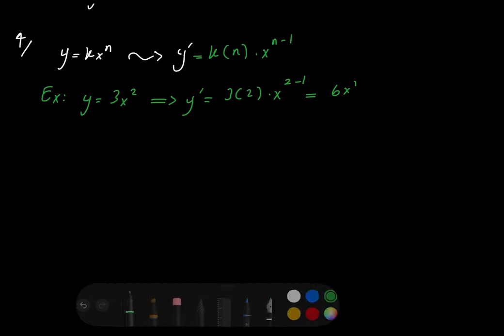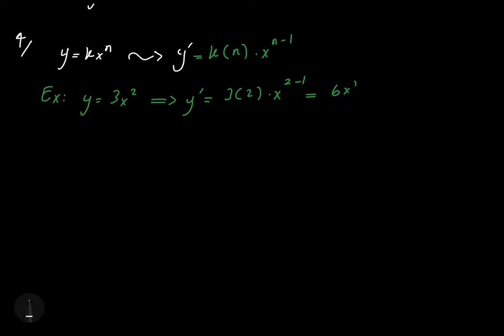Let's go ahead and take a look at another type of rule, number 5. Let's say you have a function that is raised to the power of n. So y is equal to u raised to the power of n. Here, u is simply equal to a function f of x. So u is a function of x.